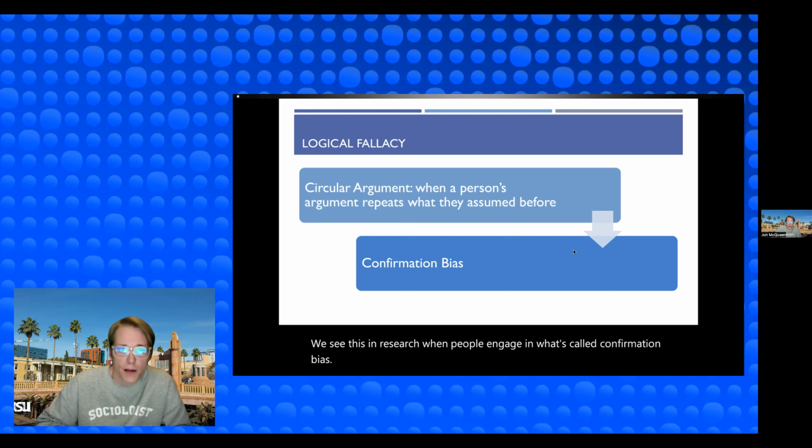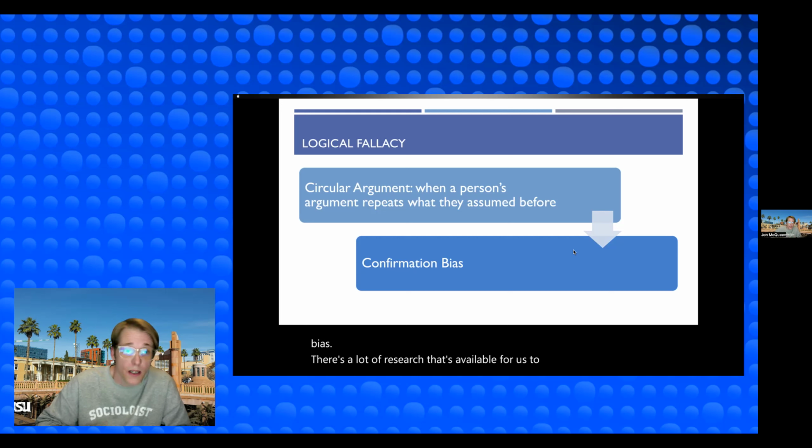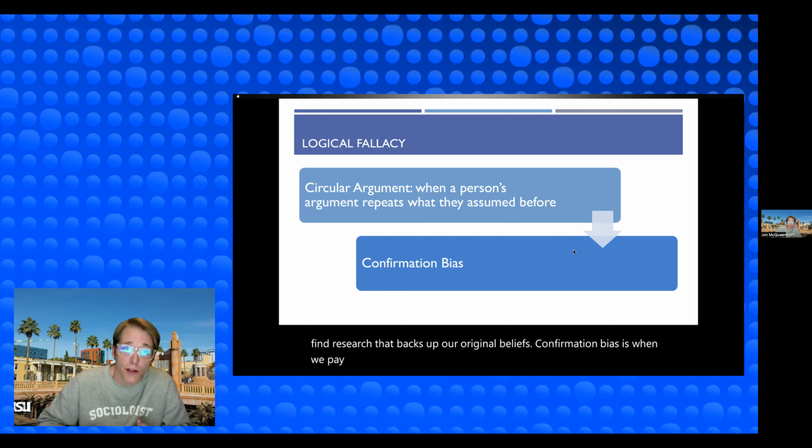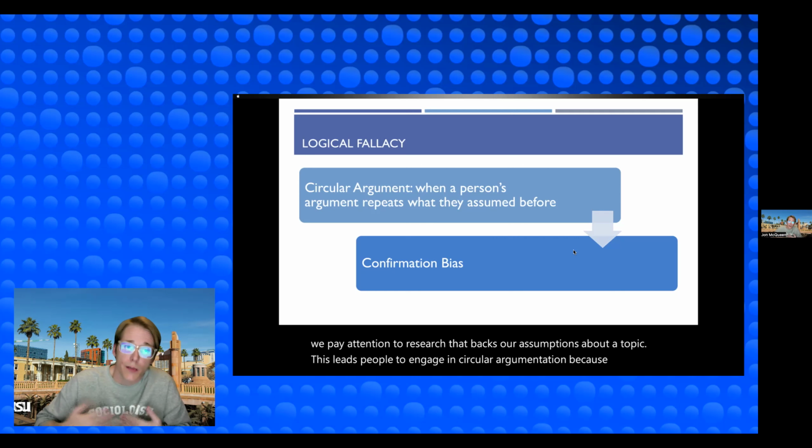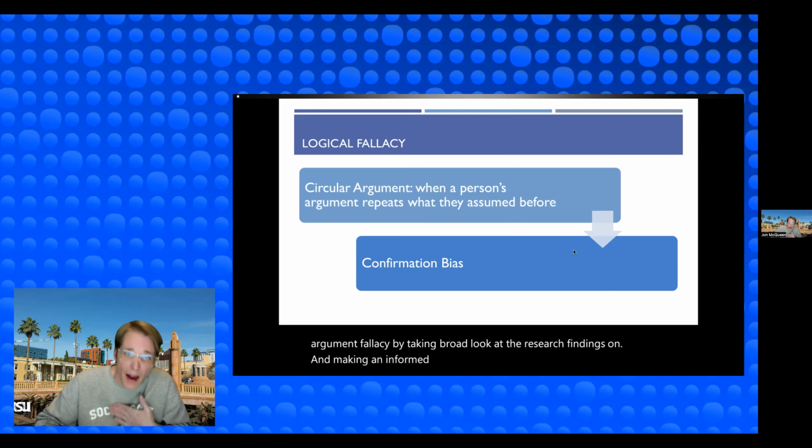There's a lot of research that's available for us to consume, so it's likely we find research that backs up our original beliefs. Confirmation bias is when we pay attention to research that backs our assumptions about a topic. This leads people to engage in circular argumentation because it results in them repeating their assumptions about a topic because they only viewed confirming evidence. It's important to avoid engaging in this circular argument fallacy by taking a broad look at the research findings on a topic and making an informed decision after examining the evidence behind both sides of said argument.